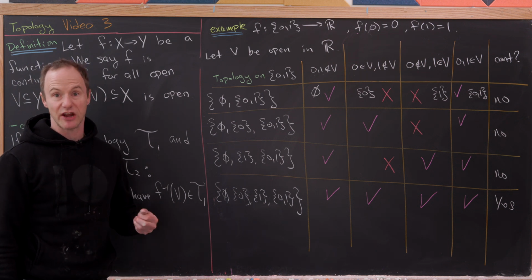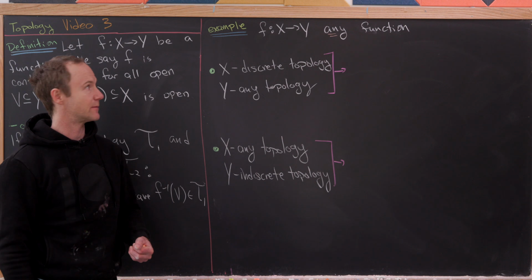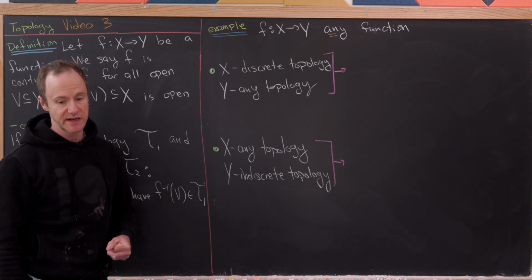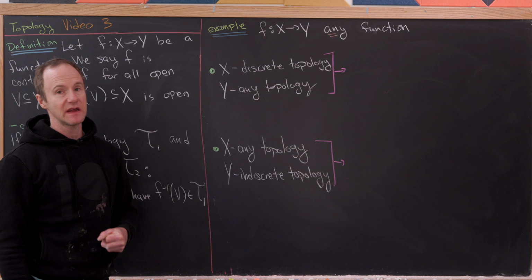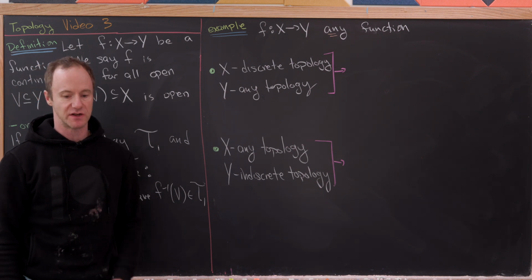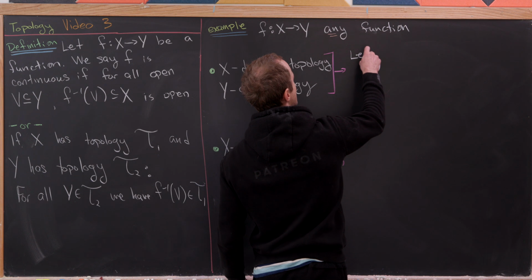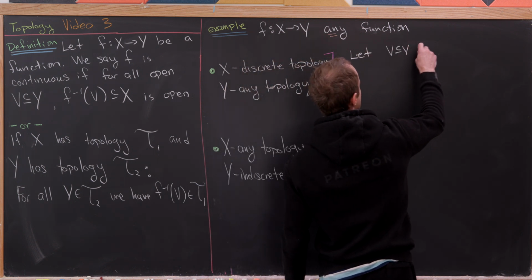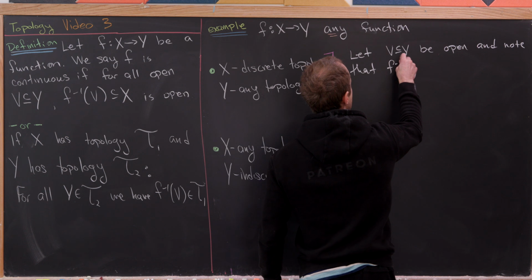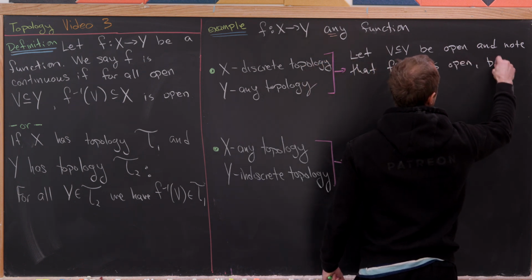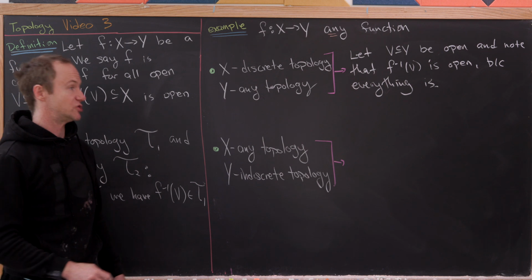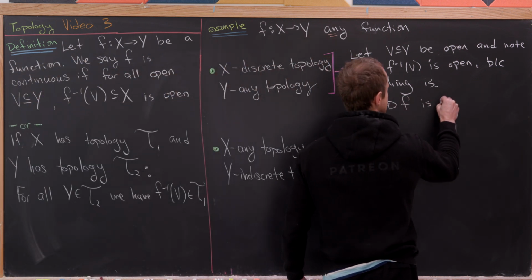Now let's look at maybe a general version of this result. So here's our general version of that example. Let f from X to Y be any function. Let's look at this first case, if X has the discrete topology and Y is any topology. Being the discrete topology means that every set is an open set. Every subset of X is an open set. Recall that was the definition of the discrete topology that we had before. Now we can prove that f is continuous. Let V be a subset of Y, an open set, and note that the pre-image of V is open, and that's because everything is. And everything is because we're in the discrete topology in the domain. So that tells us that f is continuous.